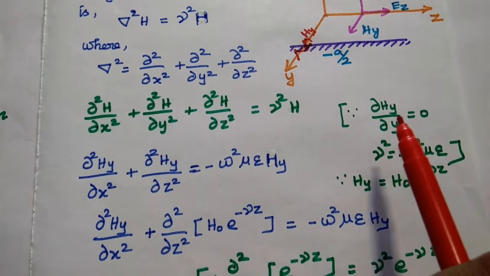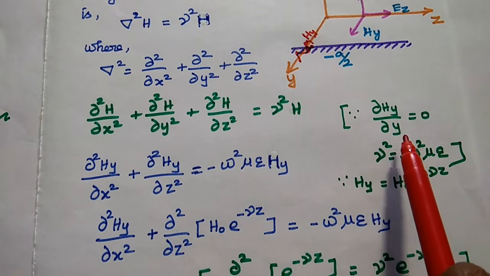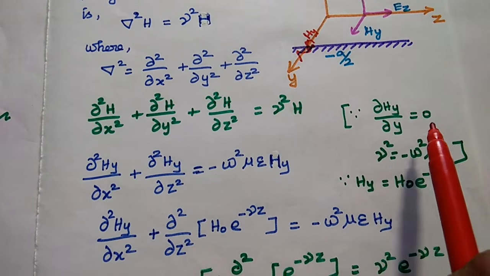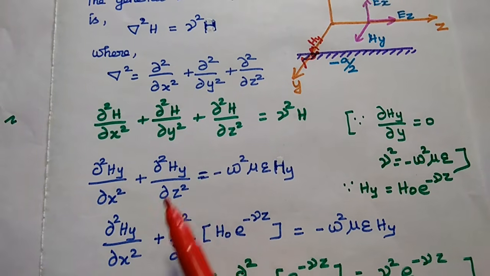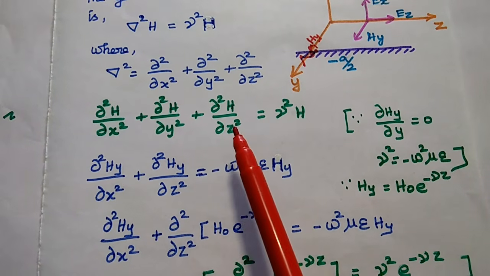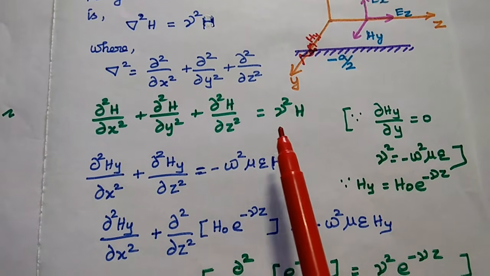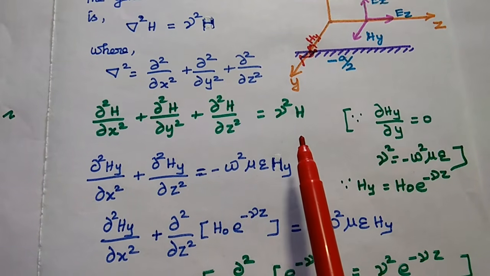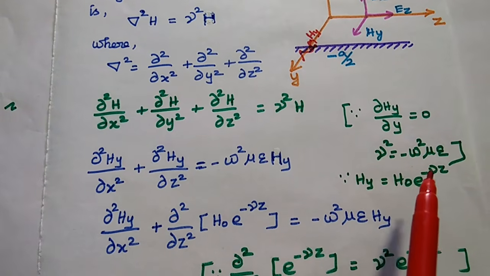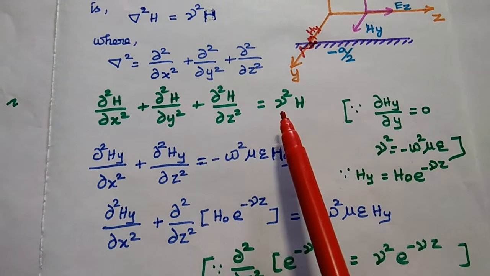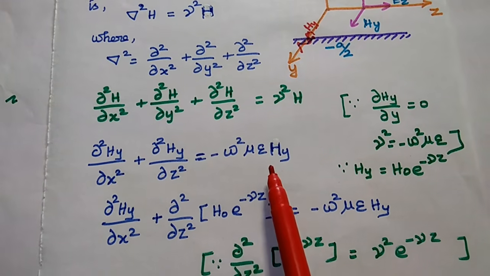This is very important. If the wave is propagating in this particular direction, then its differentiated value becomes 0. So here we can remove the term dou squared Hy by dou y squared. Next we have dou squared Hy by dou z squared, and gamma is the propagation constant. So gamma squared is minus omega squared mu epsilon. We can replace gamma squared with minus omega squared mu epsilon.